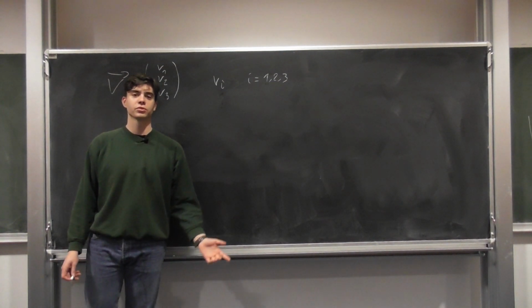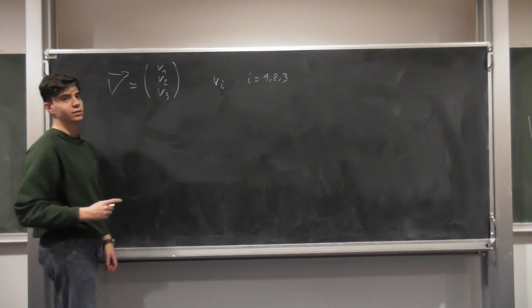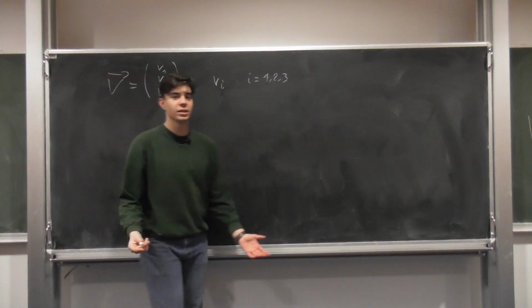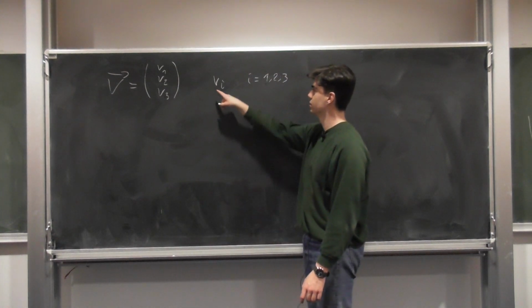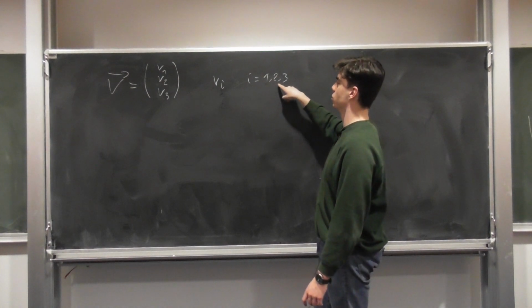Okay, so let's first consider a three-dimensional vector, v, with components or entries v1, v2, v3. Now with index notation, we can write that as v sub i, where i can take the values 1, 2, or 3.